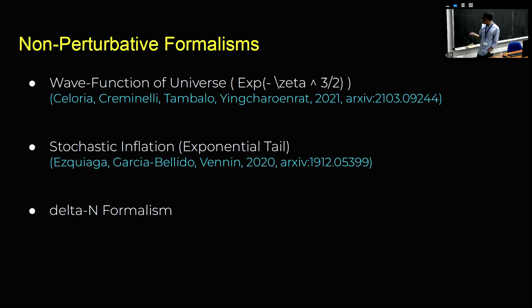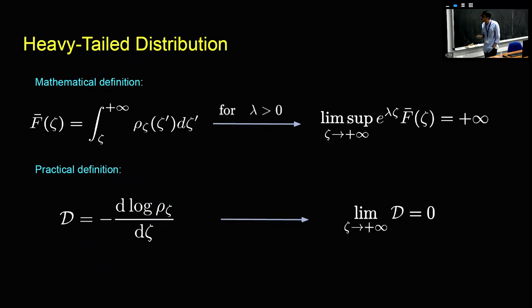In our model, we use the classical delta N formalism. Now we have the tool to explore the tail non-perturbatively. The natural question that comes up is: can we have tails that decay more slowly than the exponential tail? I'm going to answer this question.